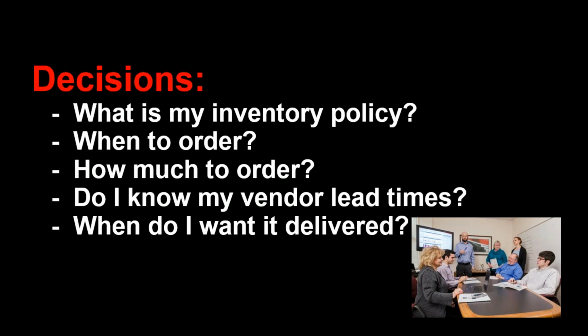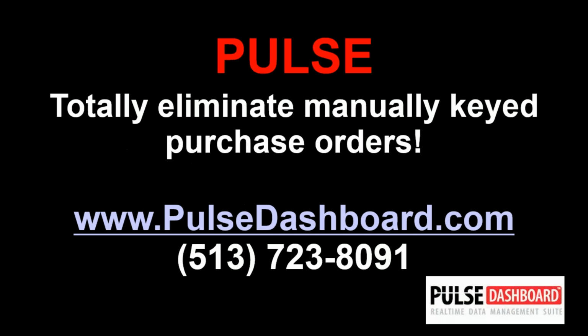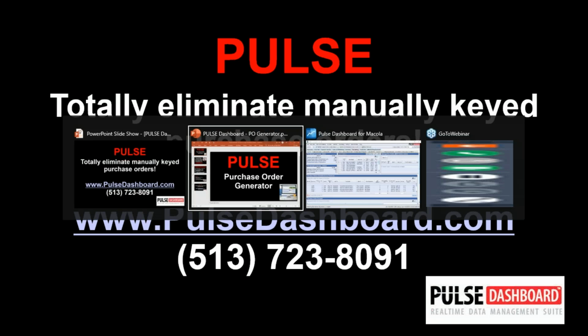The next question is, do I know what my vendor's lead time is? So I need to have a primary vendor assigned, and I need to know what the vendor lead time is. If I need to give the vendor so much lead time, or I just decide when I want to have it delivered. So these are the things that have to be decided, and we work with you in the setup. So the objective of this purchase order generator is to totally eliminate manually keyed purchase orders. And so let's take a look at the software.